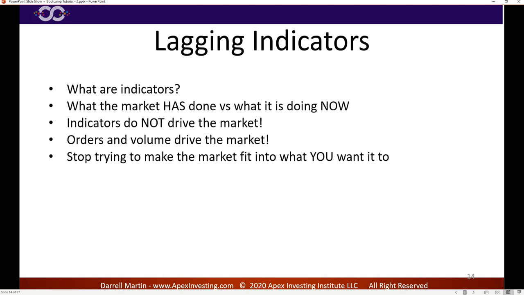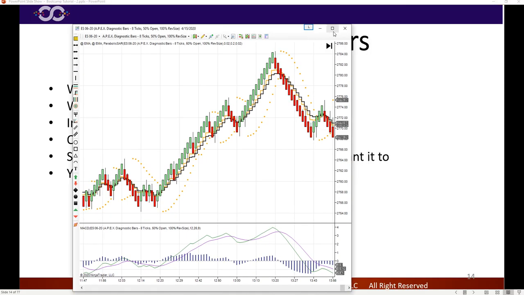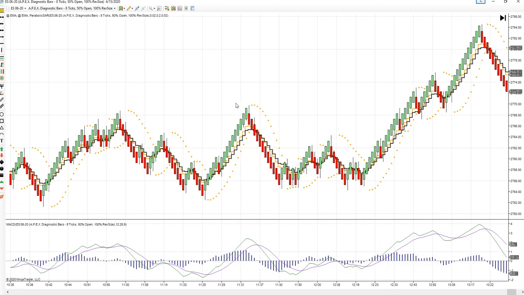Stop trying to make the market fit into what you want it to. Stop trying to make the world financial market fit around some indicator. You have to learn to follow the market. I mean, that chart I was showing a minute ago, just slapping some random things on, you know?